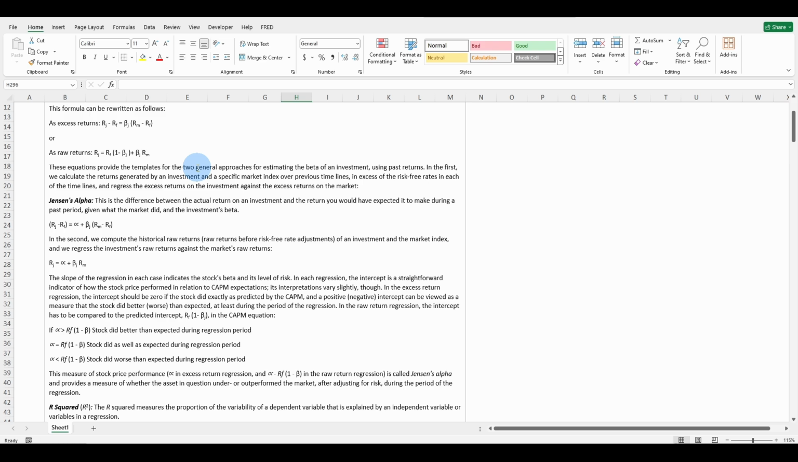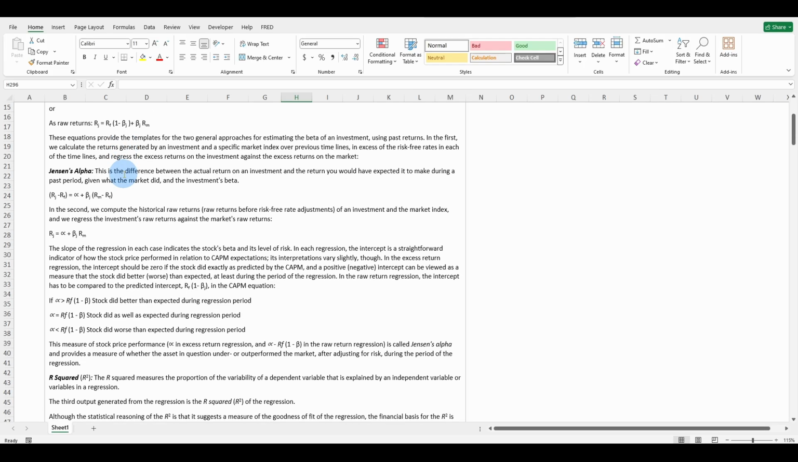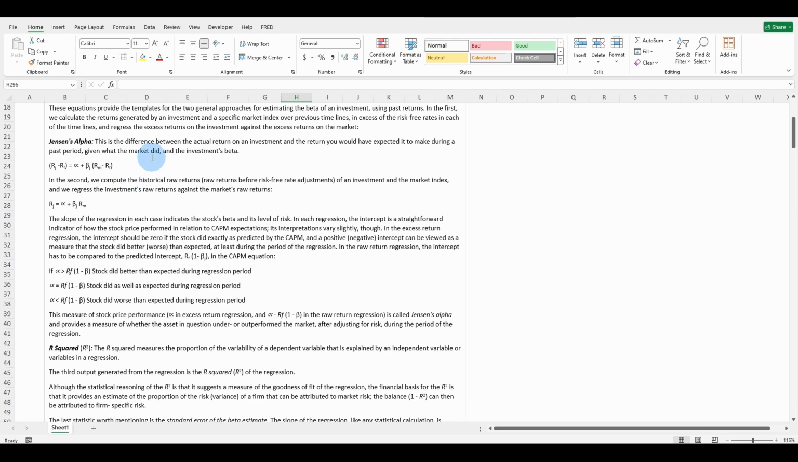Well, I've discussed a number of different ways to create, find, or manufacture the beta. It's up to you. I'm a fan of the bottom-up beta. You may be a fan of something else. So be it. Jensen's alpha is the difference between the actual return on an investment and the return you would have expected to make during a past period, given what the market did and the investment's beta.